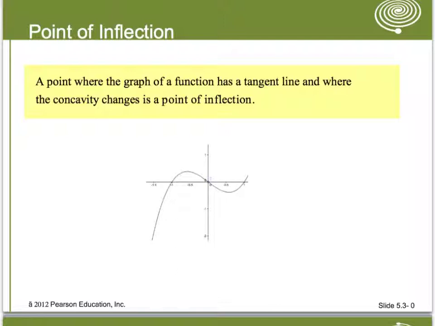This is just an example of how we can see concavity, where concave up and concave down, and that point right there where it switches is called our point of inflection. It is a point, so it usually involves an x and a y. So as you're writing down an answer of a point of inflection, don't just put an x value, put an x and a y if possible.